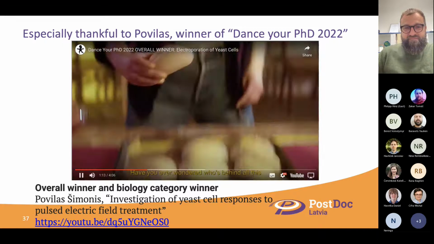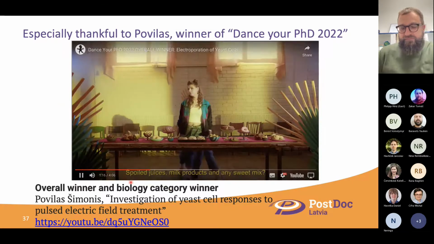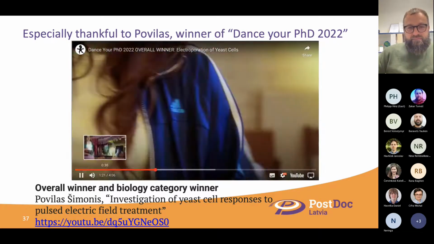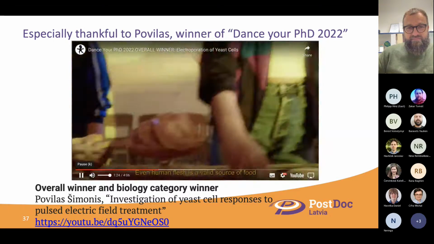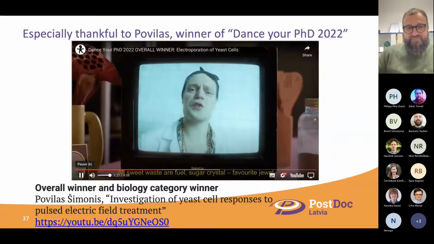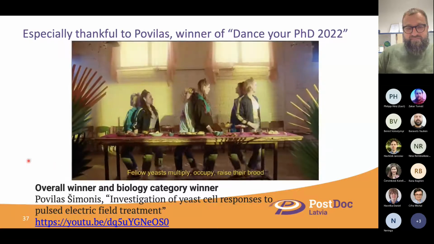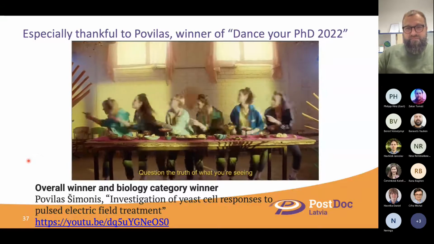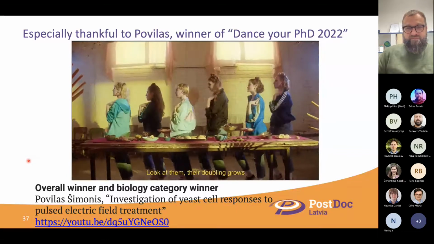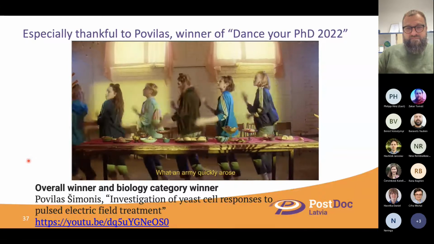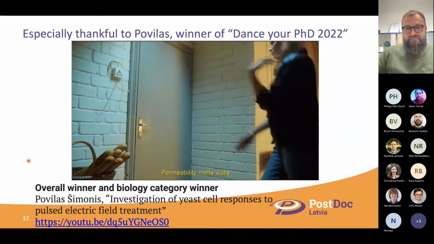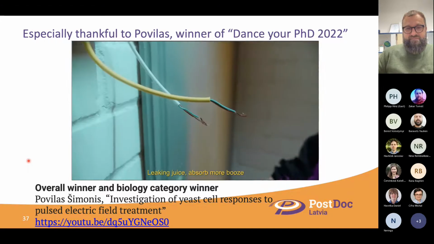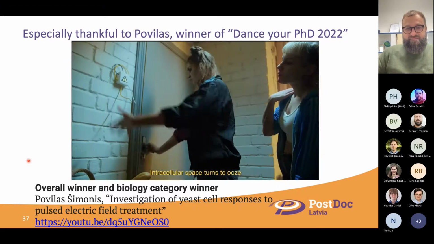Ever wonder who's behind all this? Fruit juices, milk products, and any sweet mix. Sugar addiction, their common desire to surpass constriction. Indiscriminate beings, eating raw and never fleeing. Even human flesh is a valid source of food. Oxide waste is fuel, sugar crystal, fable jewel, fellow yeast multiply as the virus per group. Once we sense a tingling feeling, question the truth of what you are seeking. Look at them, their doubling grows. What an army quickly arose. Permeability melts walls, unlocking doors. Leaking juice, absorb more booze. Intracellular space turns to ooze.